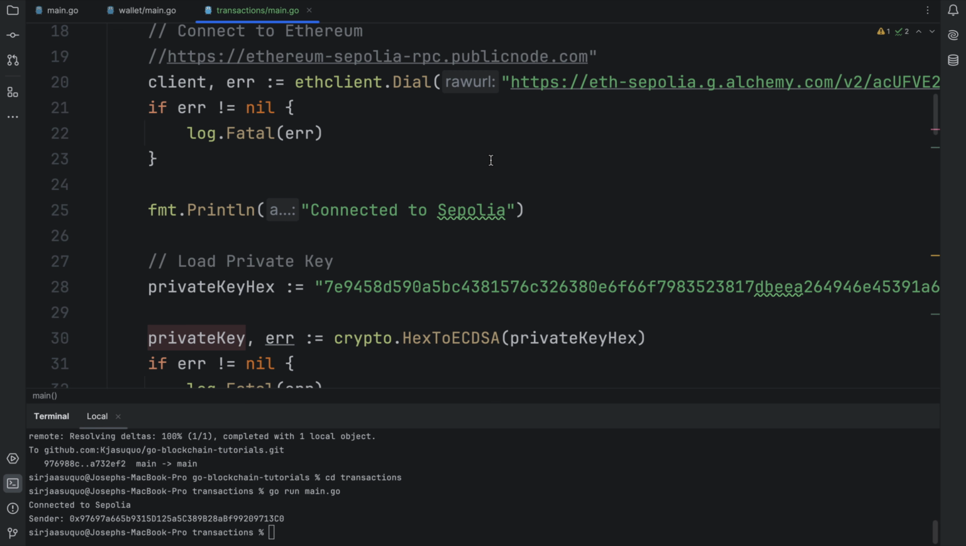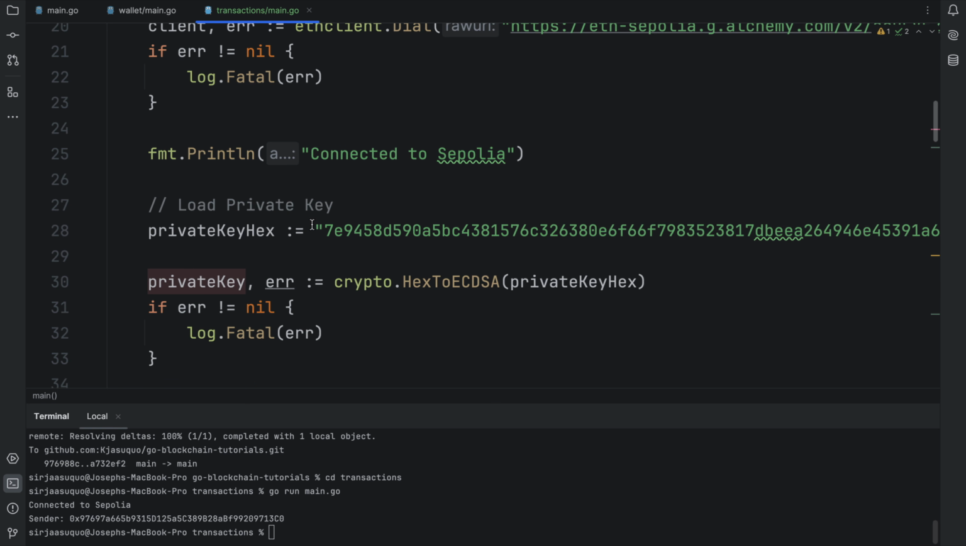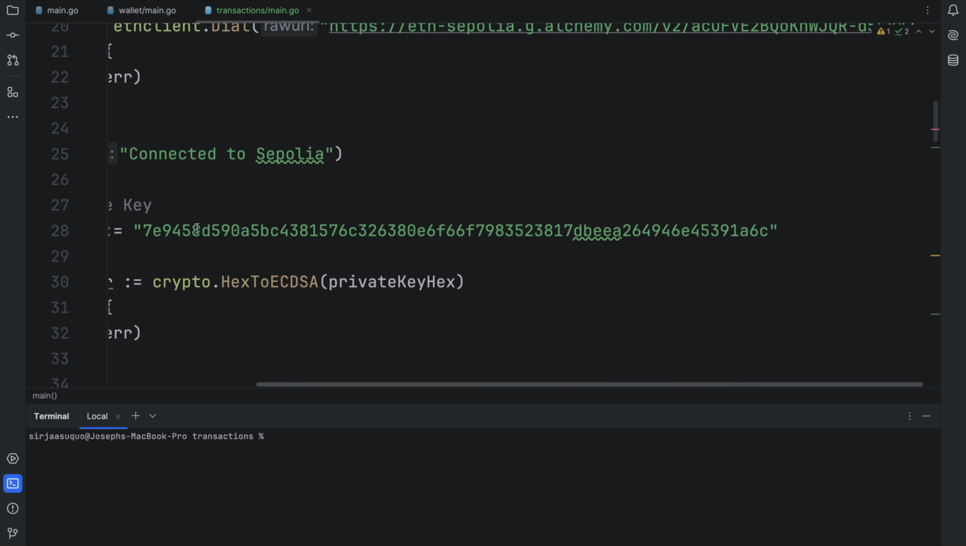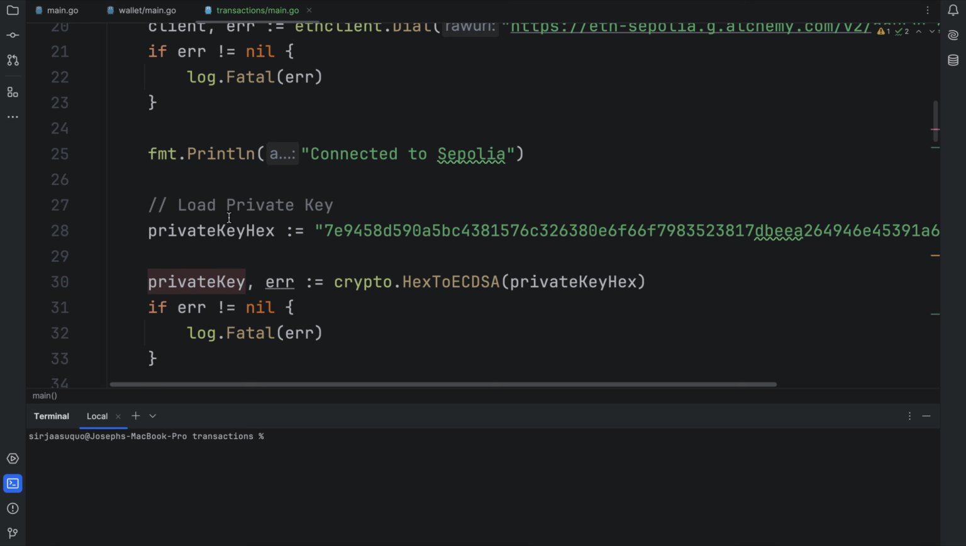And then from our previous video, we knew how we got our private key. This is the private key we got here. Clear this. So this is our private key. Now you see I made a note here, load private key. It's supposed to be that you load it from your env.